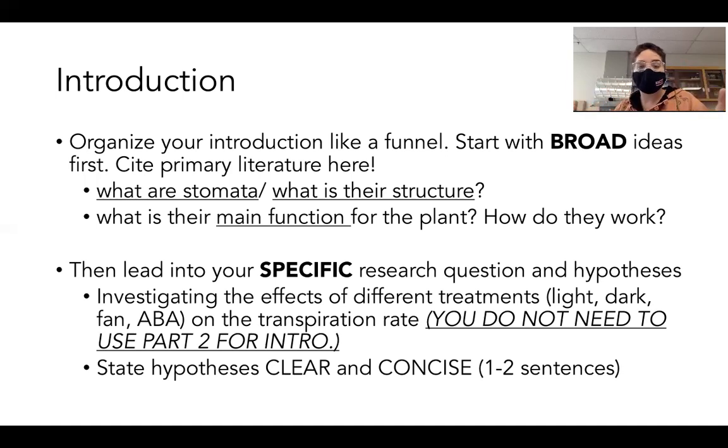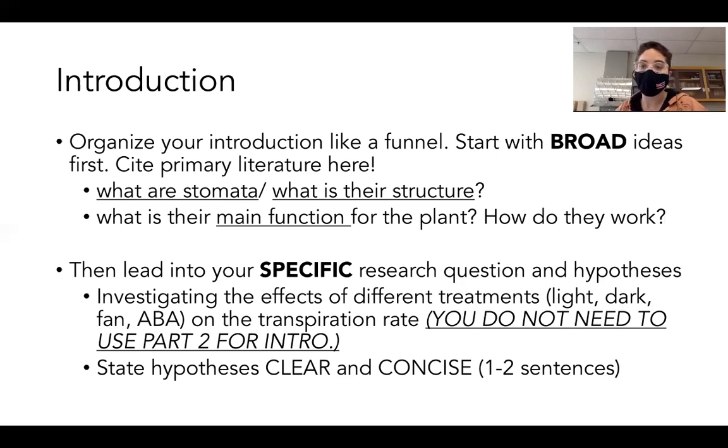Here you can cite primary literature. After you introduce your reader to what your research is on, you can lead into your specific research question and the hypotheses. For this, that is investigating the effects of the different treatments on transpiration rate. This is the light, the dark, the fan, and the ABA.